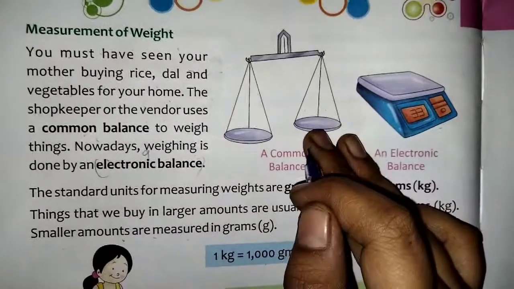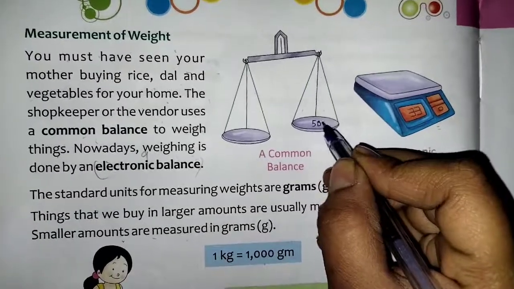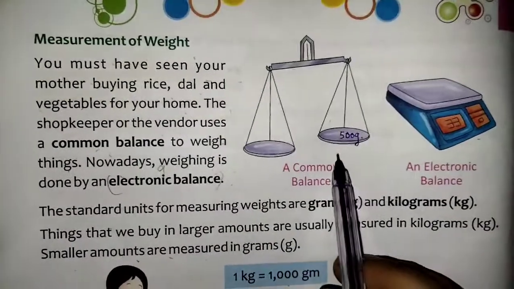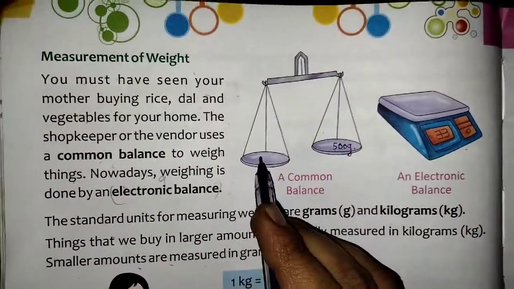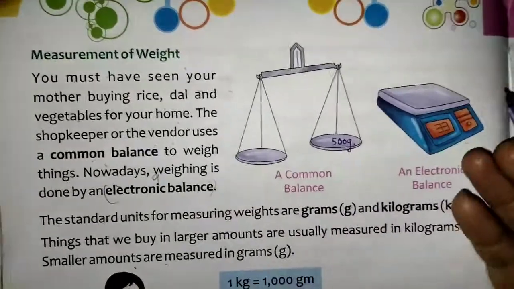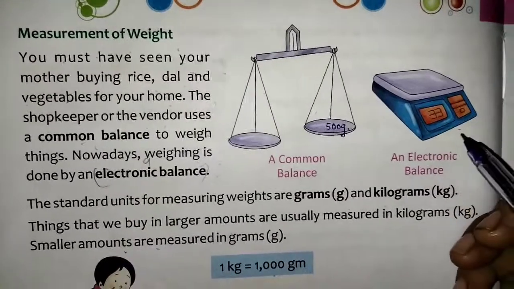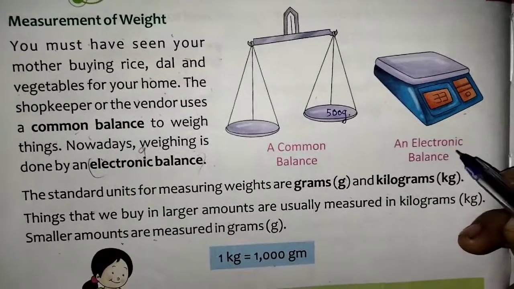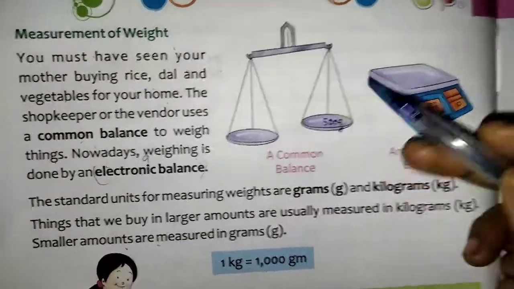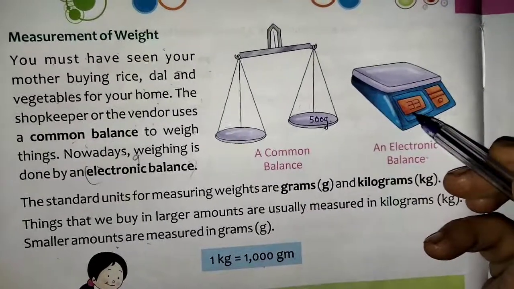In this, how do we put the weight? 500 gram means half kg. Then here they were putting the vegetables, weighing like this. Nowadays the world is developed, that's why people are going for the electronic balance. It will show the exact weight. In this one we can give extra or less, but in an electronic balance it will be exact.